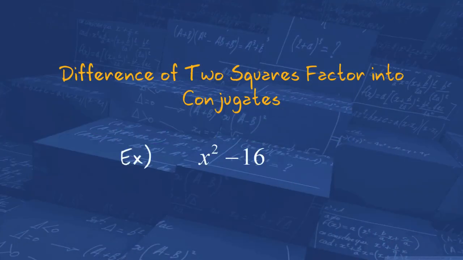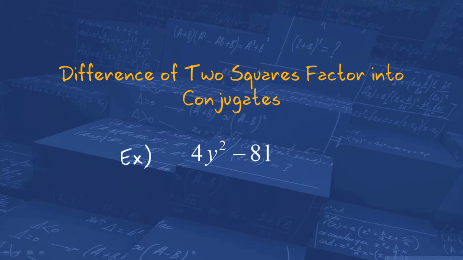So for example, x squared minus 16, you've got two terms. It's subtraction, they're both perfect squares. The square root of x squared is just x. Square root of 16 is 4. So we're gonna have an x plus 4 and an x minus 4. Cool, huh? My favorite. Love these.